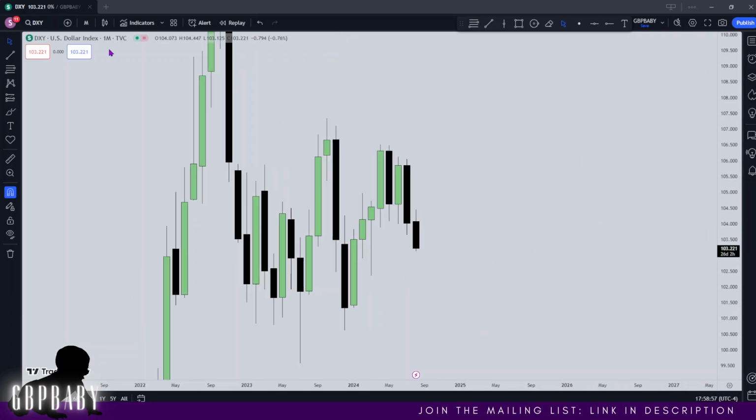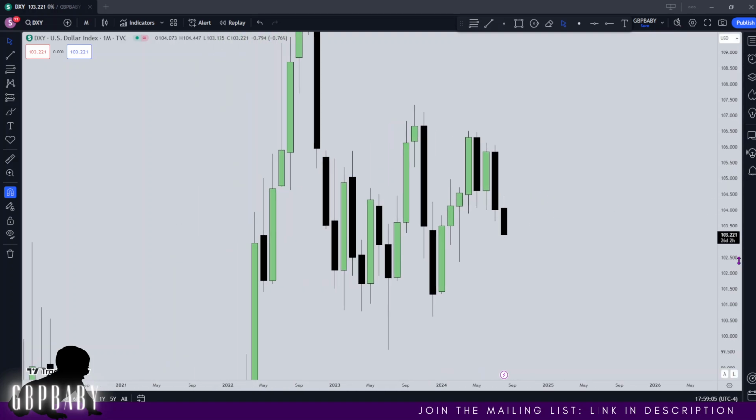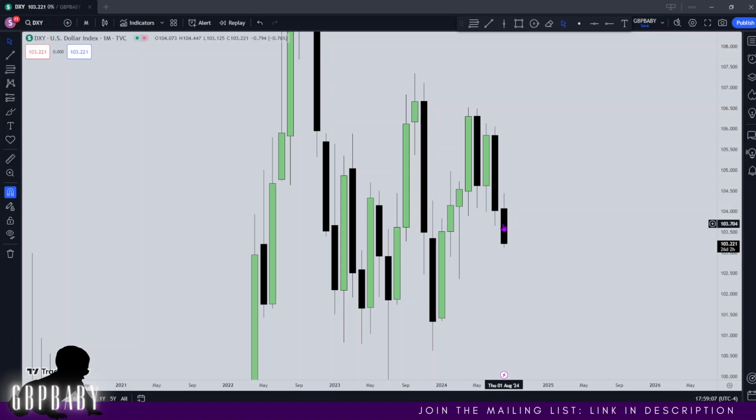But nonetheless, we're going to start on the monthly, and you can see that we've already had quite a nice expansion to the downside, on the back of non-farm payroll. So generally speaking, I am expecting a down close month in August, and the seasonal tendencies also suggest that the dollar tends to close lower in the month of August.